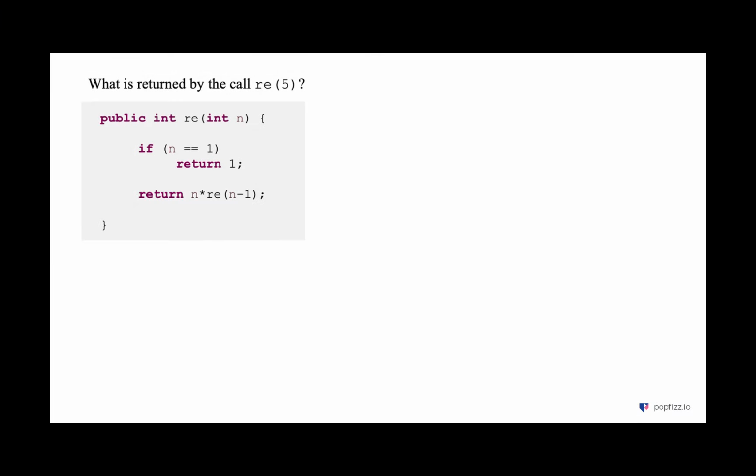Now let's take a look at our first question. What is returned by the call re with parameter value of 5? Note that we have a base case that will run when n is equal to 1, and it will return 1. Then we have a return statement that works towards the base case, which will return n times method call re that passes in n-1. So I'll give you a minute to take a look. If you know the answer, please type it in the chat window.